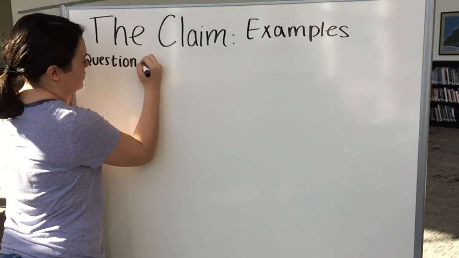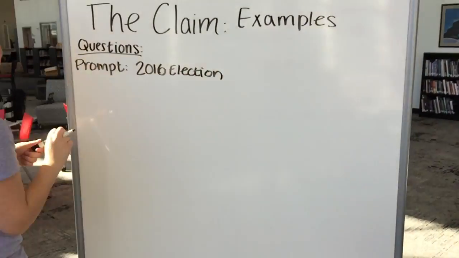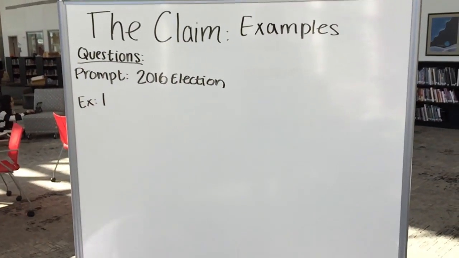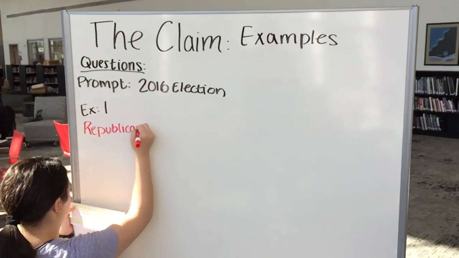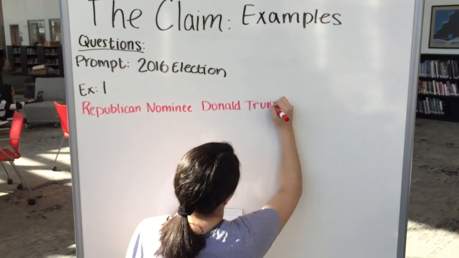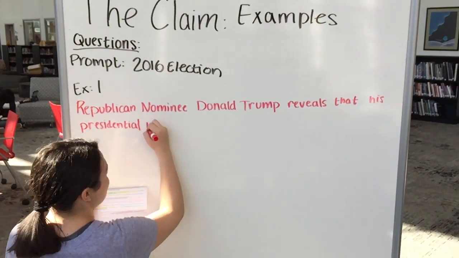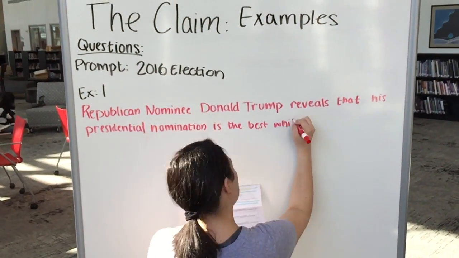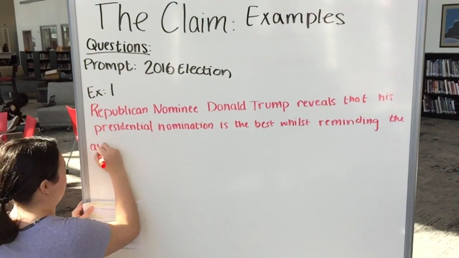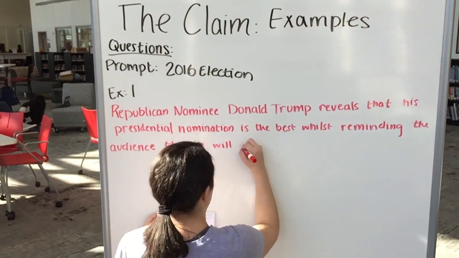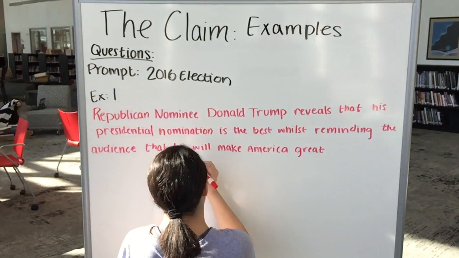Alright, now let's do some examples on our own. So let's say we're talking about the 2016 election, and we want to make a claim on our opinions of the candidates. We could say, for example, that Republican nominee Donald Trump reveals that his presidential nomination is the best, while reminding the audience that he will make America great again. Think about it, is this an effective claim? If you said yes, you're right.